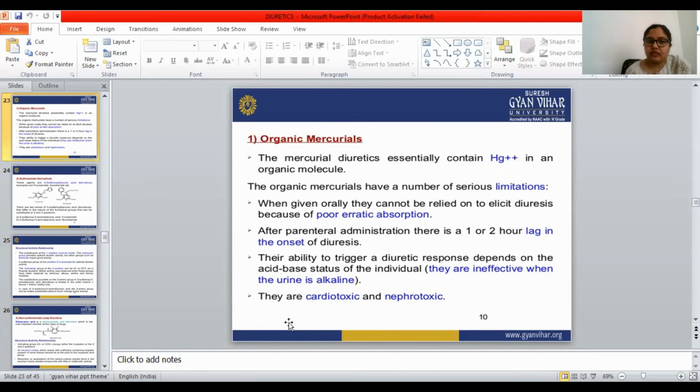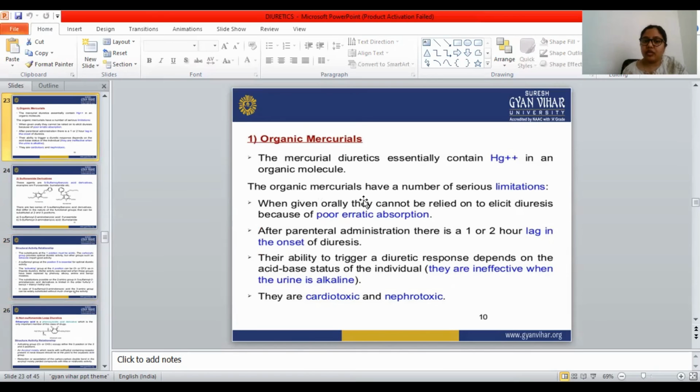So here we are going to learn about the organic mercurials. What are the organic mercurials? This is the SAR of the organic mercurials. The mercurial diuretics essentially contain Hg++ in an organic molecule. They should contain Hg++ in an organic molecule.